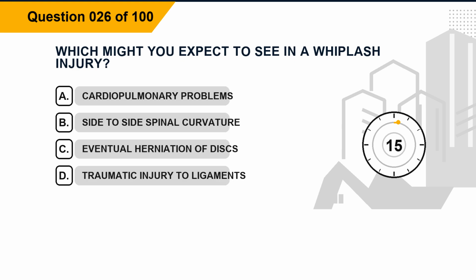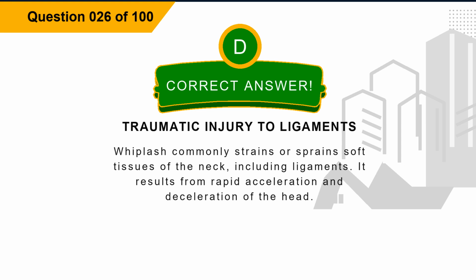Question 26. Which might you expect to see in a whiplash injury? Option A, cardiopulmonary problems. Option B, side-to-side spinal curvature. Option C, eventual herniation of discs. Option D, traumatic injury to ligaments. The correct answer is option D, traumatic injury to ligaments. Explanation. Whiplash commonly strains or sprains soft tissues of the neck, including ligaments. It results from rapid acceleration and deceleration of the head.